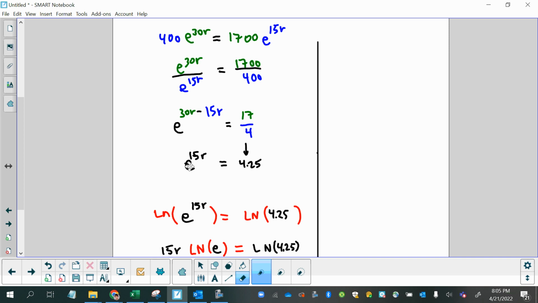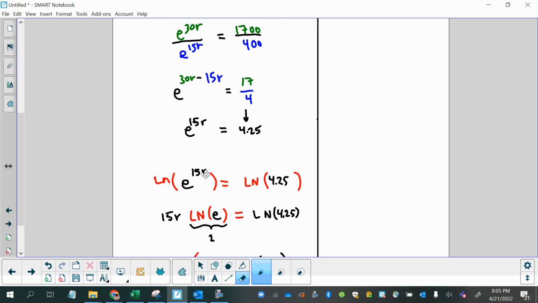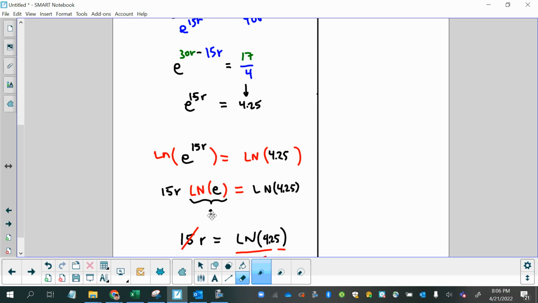Then I take the natural log of both sides, because what I want to do is release the 15r out of the exponent level. By taking the natural log of both sides, I'm able to use the power rule for logarithms, where 15r came in front of the natural log of e. The natural log of e is just 1, so that pretty much cancels out.